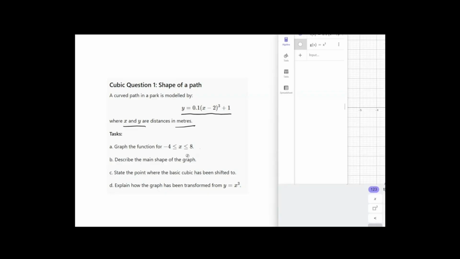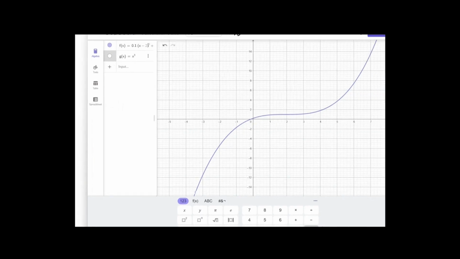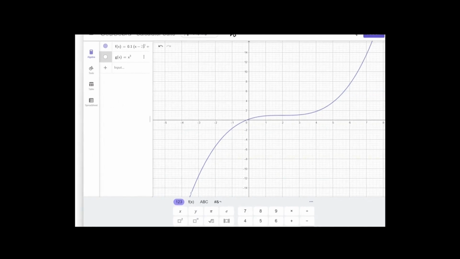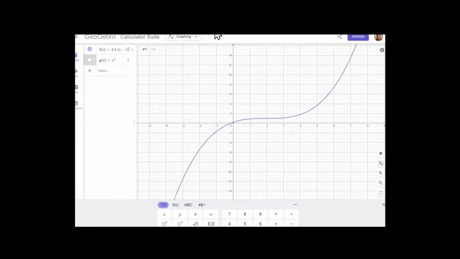Question 1 says that we have a curved path in a park, and it's modeled by that equation there, where x and y are the distances in meters. Graph the function from negative 4 to 8. So I've done that already on GeoGebra, which I'll just bring up now. So sure enough, we see that value here.